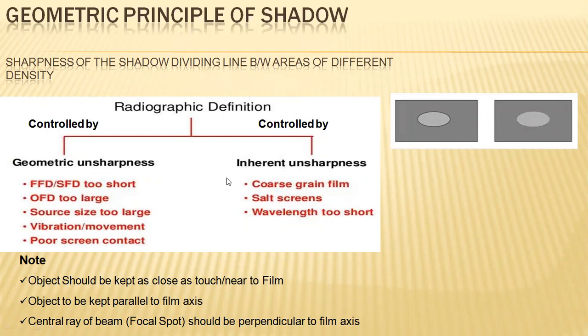And in the case of inherent unsharpness, coarse grain film and salt screens are involved. Salt screens here clearly specify a non-linear surface finish, an intermediate or non-linear surface finish. And wavelength is also a factor in the case of inherent unsharpness.